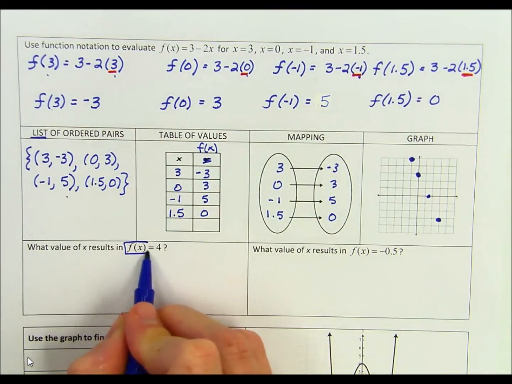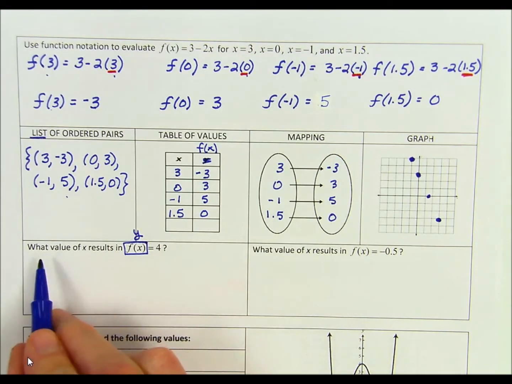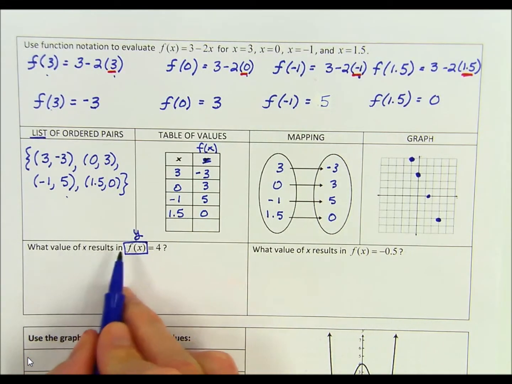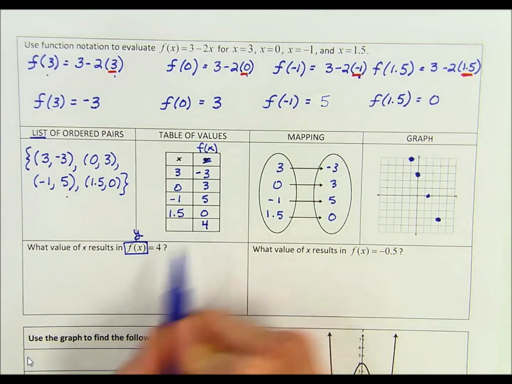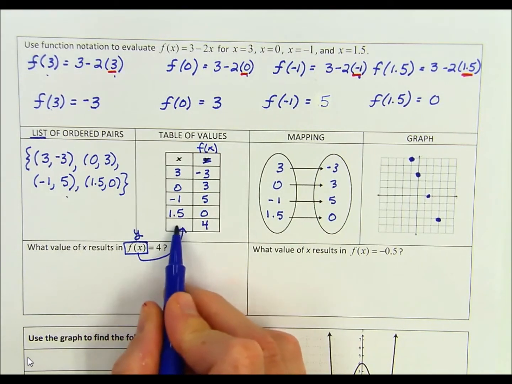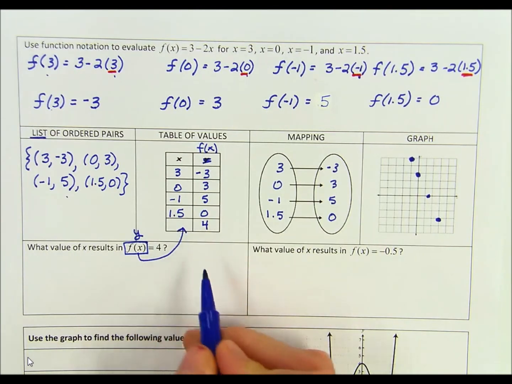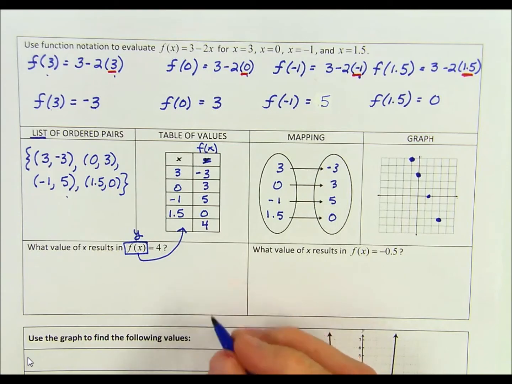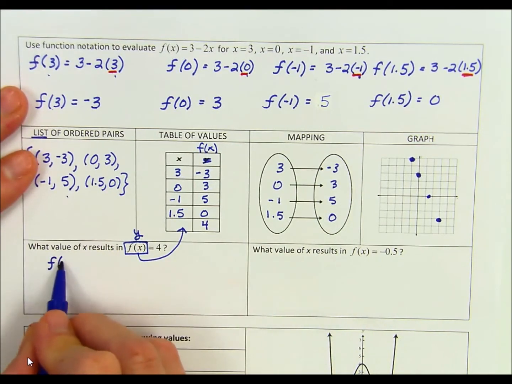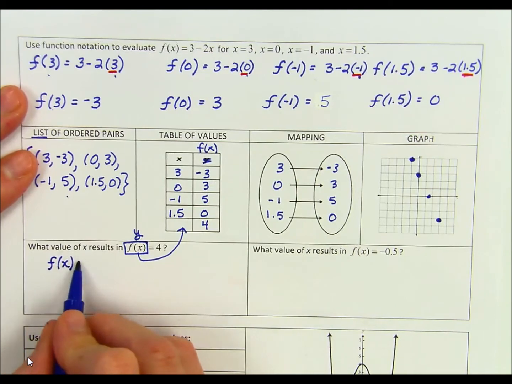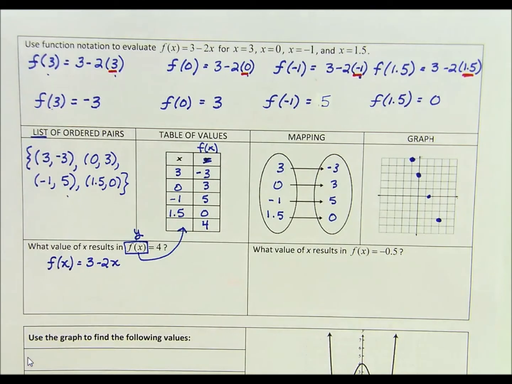I said that f of x is replacing the y. So when I'm asking you what value of x results in f of x equals 4, I'm asking you what went in here to give me a 4 right here. So we're going to have to work backwards and we're going to have to understand the notation. So let's write our function down. We are working with f of x equals 3 minus 2x.